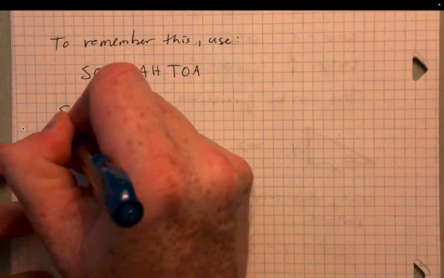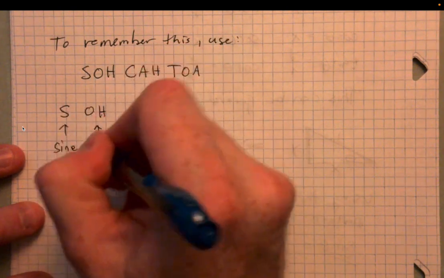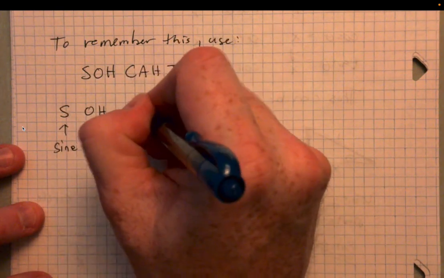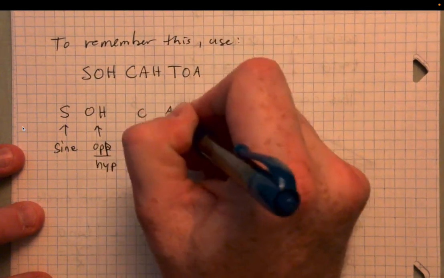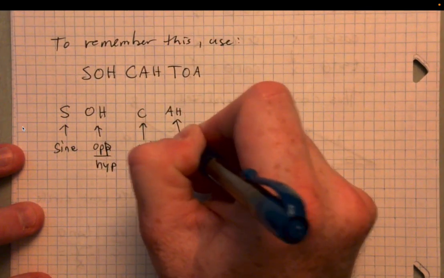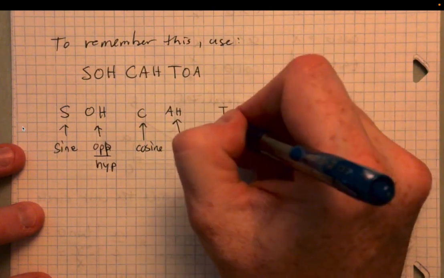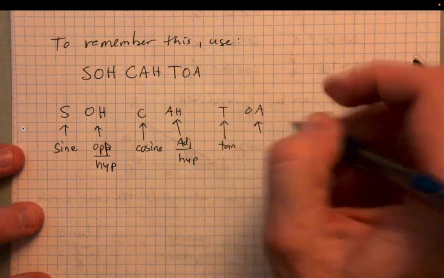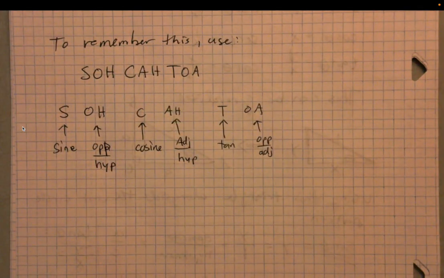And so what is SOHCAHTOA? Well, you got the S, which stands for sine, and the O, which stands for opposite over hypotenuse. Then you have the C, which stands for cosine, and the A, which stands for adjacent over hypotenuse. And then you've got the T, which is the tangent, and the OA, which is, of course, the opposite over the adjacent. And so this is what people use to remember this.